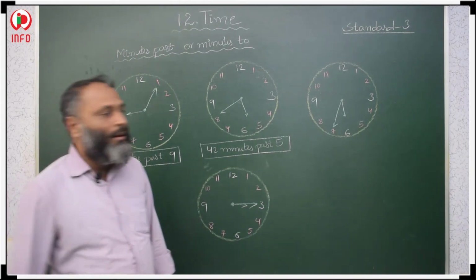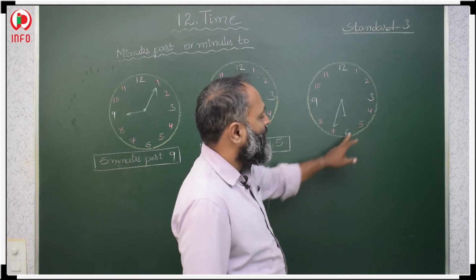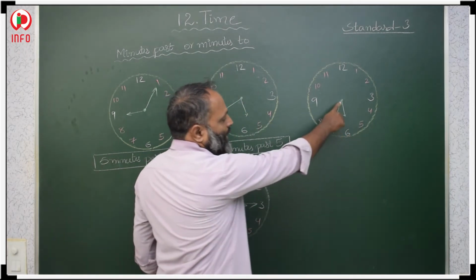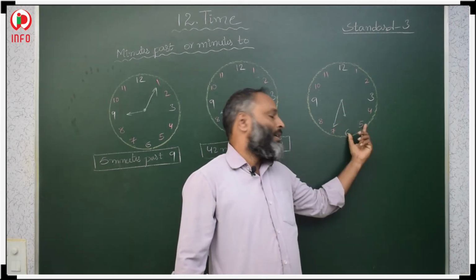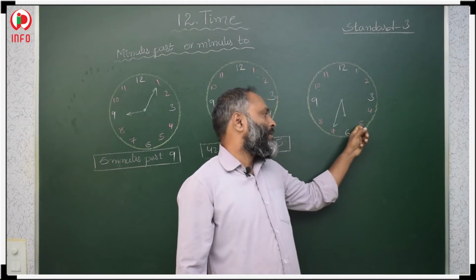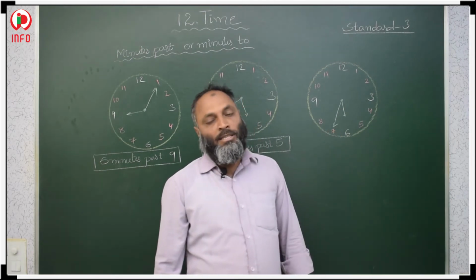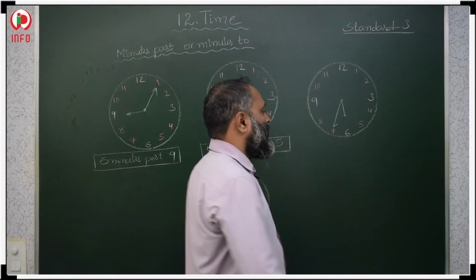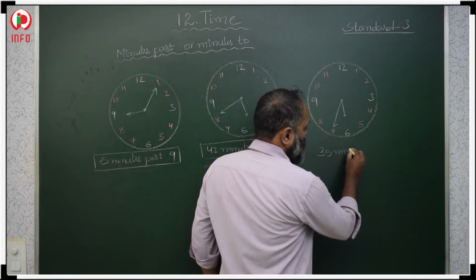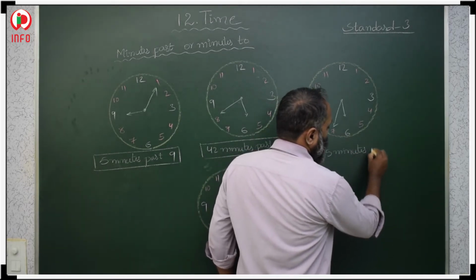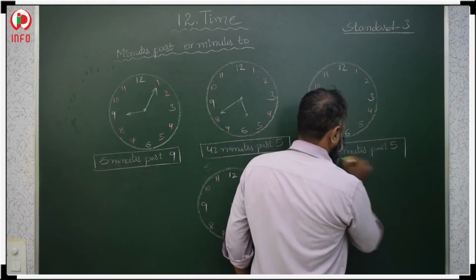Now here the hour hand is in between 5 and 6, means it is crossing 5, so we have to take 5 hours. And the minute hand is at 7, 7 fives are 35, so 35 minutes past 5.